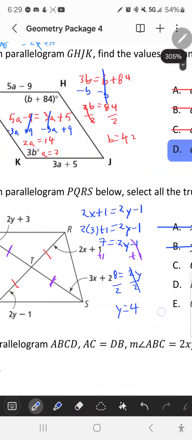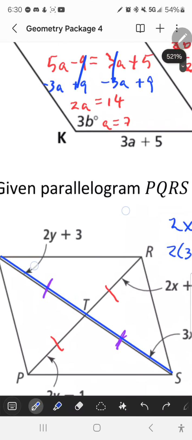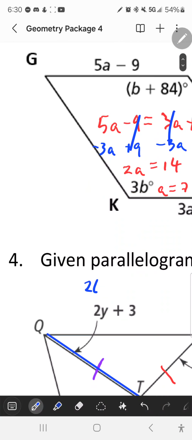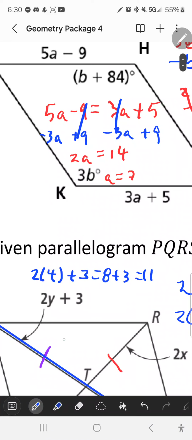Now let's see. They're asking for QS. Oh, this is a tricky one because you can see that QS is the whole line. And they are giving us the equation for this part of the line and the equation of the other part. So we need to add up the two values together. So if we solve for this one, 2y plus 3, y is 4, so 2 times 4 plus 3, it will be 8 plus 3, it will be 11. So this one is 11.